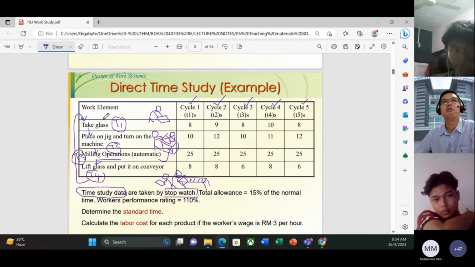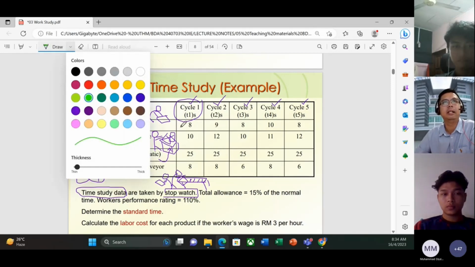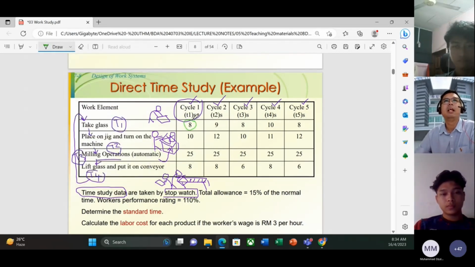And again. So as an observer, or we call it an assessor, we observe the task. Task number one, these things. Task number two, they do this. Task number three, milling operation. Task number four, lift a glass. And again. So in order to get the cycle time, the first one will be like this. Take a glass, normally for cycle number one, it will take 8 seconds. I put the green light. And then place on the jig. The time needed to place on the jig and turn on the machine will take 10 seconds.